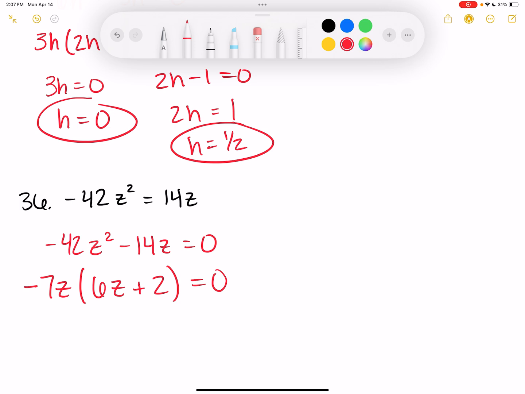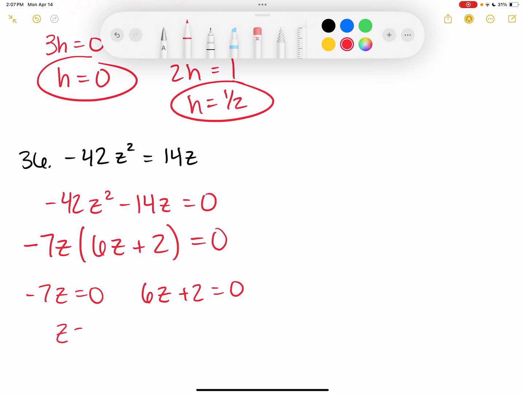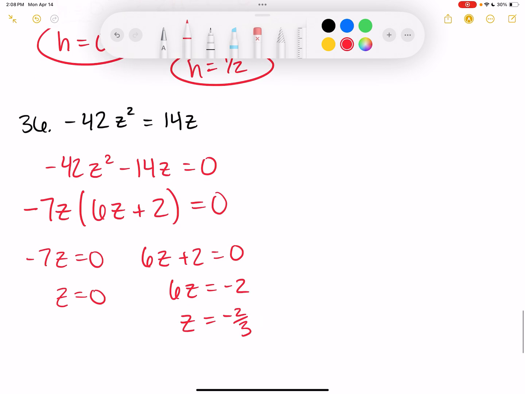So then set each piece equal to 0. So I've got negative 7z equals 0. And then I've got 6z plus 2 equals 0. So over here, subtract 2. 6z equals negative 2. Divide, z equals negative 2 over 3, which is equal to, nope, I did that wrong, negative 2 over 6. I was trying to reduce it in my head, and then I only reduced half of it. So then z equals negative 1 over 3.